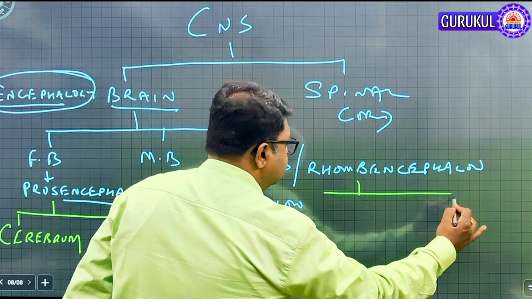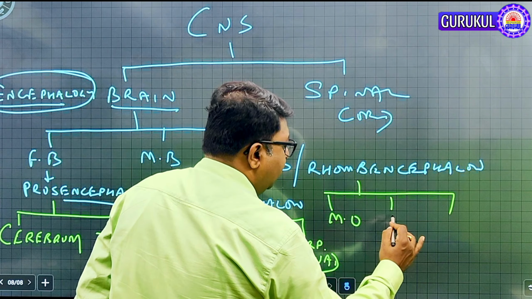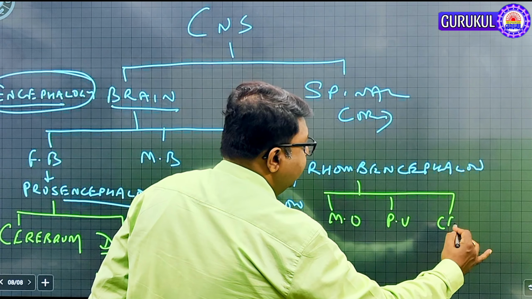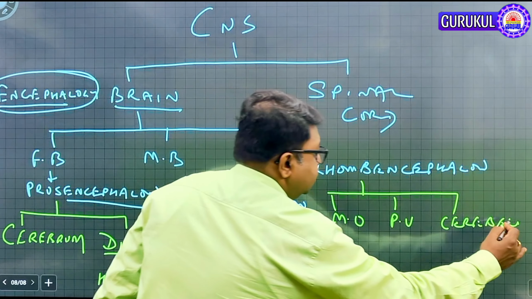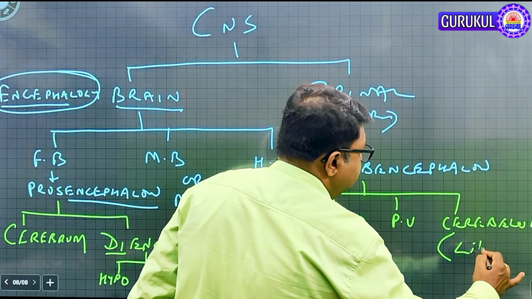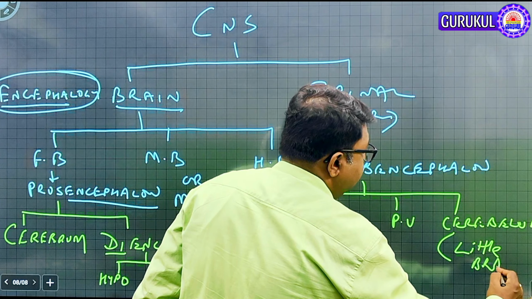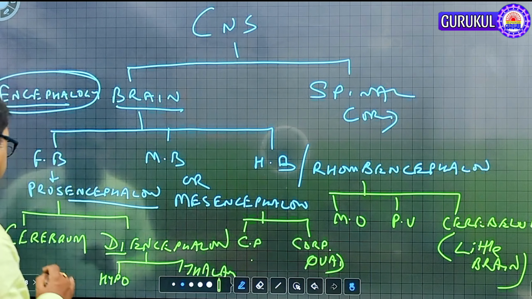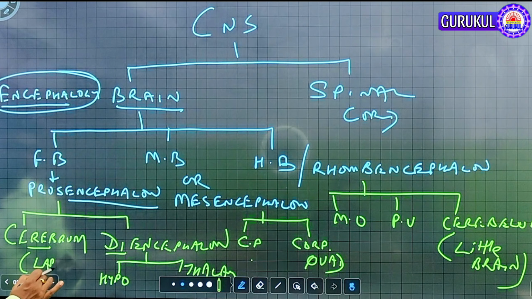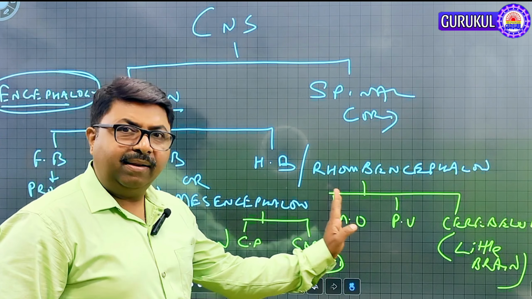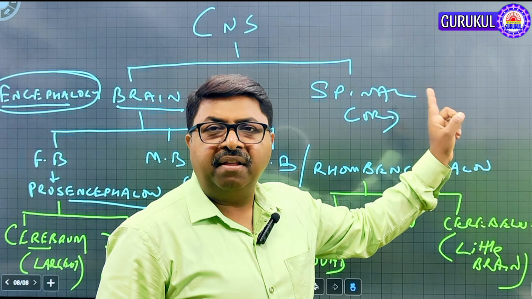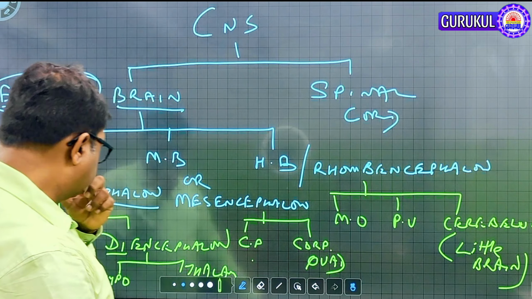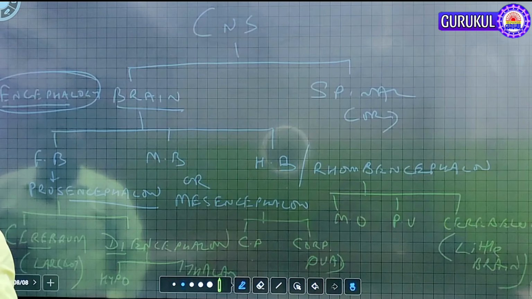Hindbrain has three different parts: medulla oblongata, pons varolii, and cerebellum. Cerebellum is called the little brain, and cerebrum is the largest part of the brain. So that was about the brain, and all of them have different functions. Just go through my earlier videos for that. I'm just giving you the idea, for example about cerebrum.